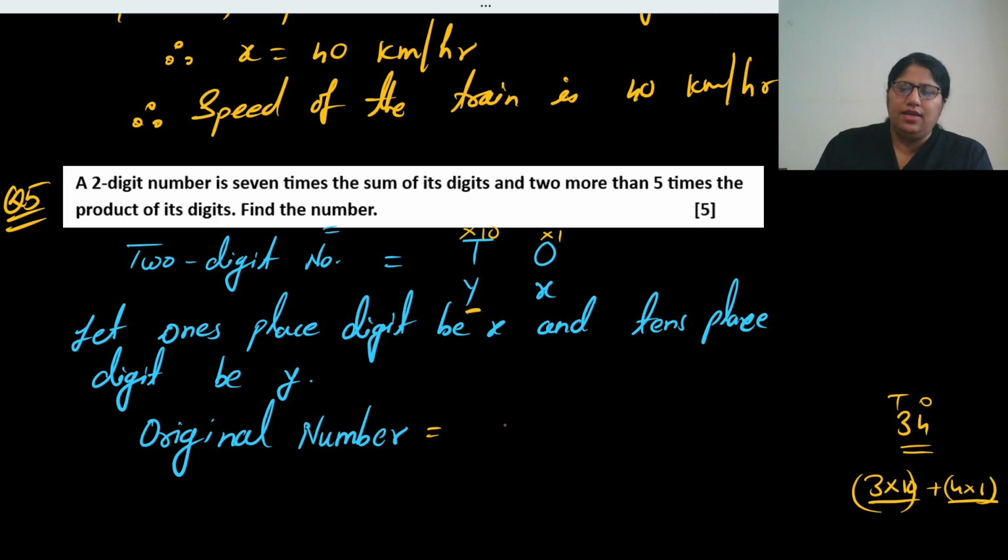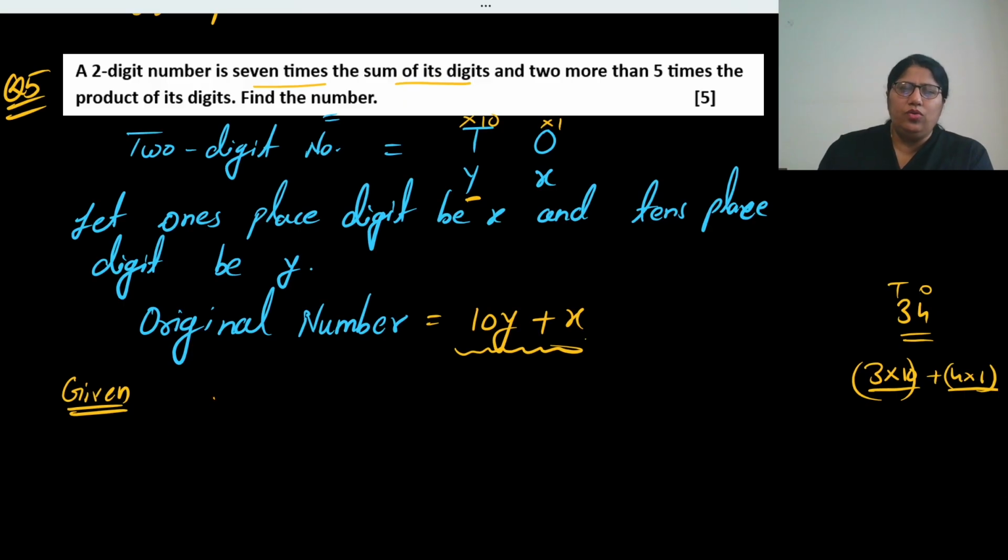So y is in the tens place, so y will get multiplied with 10 plus x. So this is your original number, because what is written here? A two-digit number. That means 10y plus x is 7 times the sum of its digits. So what will be the first equation? What is given here? A two-digit number. Now a two-digit number, 10y plus x, equals 7 times the sum of the digits.